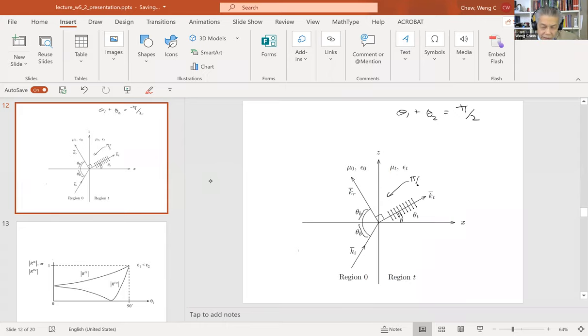Pictorially, you can see something very interesting, in the sense that if you think of this as a TM polarization, the magnetic field is coming out of the paper. The H is coming out, and the E field is in the plane like this. This is what the TM polarization is: the electric field is actually in the plane of the paper. The electric field of the plane wave enters the medium, and it is still in the plane of the paper. The magnetic field is coming out of the paper, and the K vector is pointing in this direction.